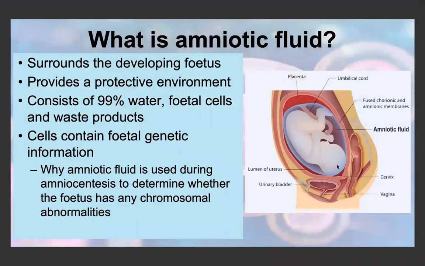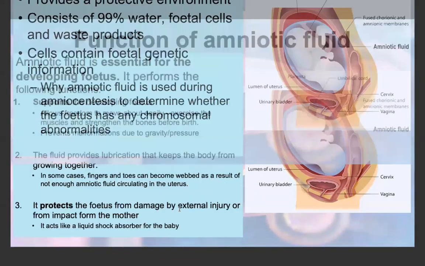What is amniotic fluid? Amniotic fluid is the fluid that surrounds the developing fetus, providing a protective environment. It mostly consists of water, a few fetal cells, and some waste products. And as I said here, it contains some fetal cells, which means that it contains fetal genetic information in the nuclei of these cells. That's why during an amniocentesis, they can inject into the amniotic fluid as opposed to into the fetus itself, and determine whether it has any chromosomal abnormalities, such as Down syndrome.